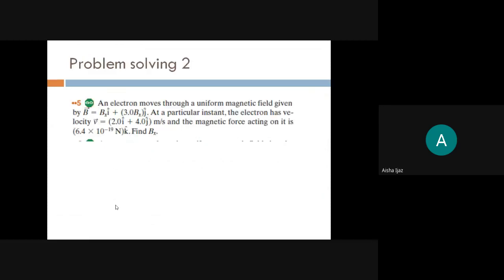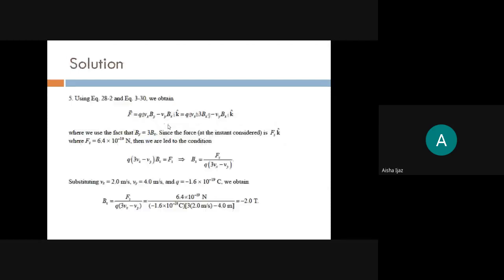This is problem number 5 from the same book, chapter 28. An electron moves through a uniform B field. Again, B is given. At the particular instant, the velocity is given and the magnetic force is given. You have to find the unknown B value in the x direction, so basically you have to calculate the x component of the magnetic field. Again, you can use the determinant method, or the i cross j, j cross k, k cross i definitions, whatever is convenient to you. If you use qv cross B, you will obtain this relation. So you can check it at your home.